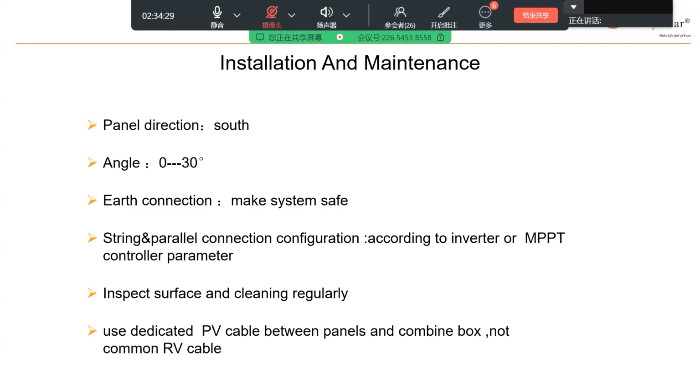And the last is use dedicated PV cable between the panels and the combiner box, not common RV cable. This means you have to use the dedicated PV cable from the rooftop or from outside to the combiner box. The common RV cable can only be used inside the house, not outside, because outside there is rain and hot temperature, which make the cables age too fast.